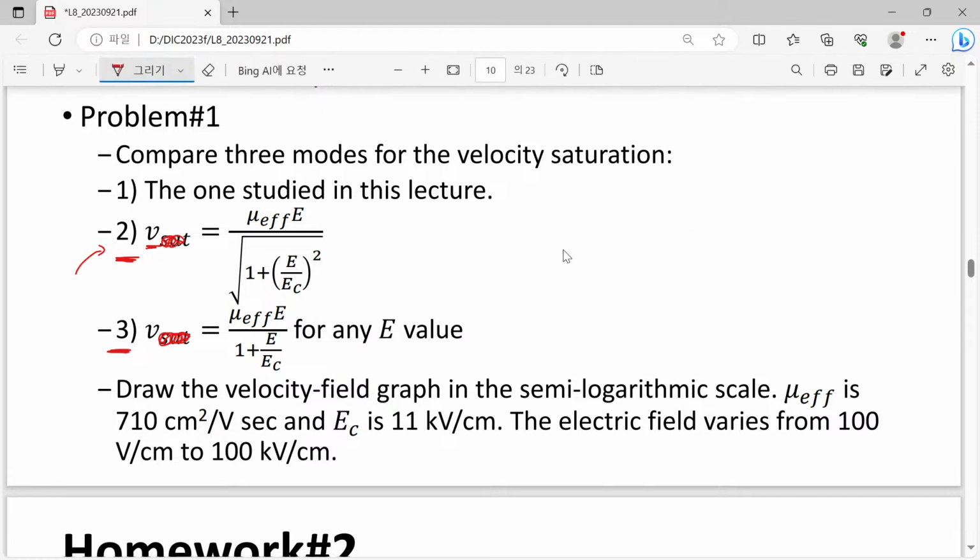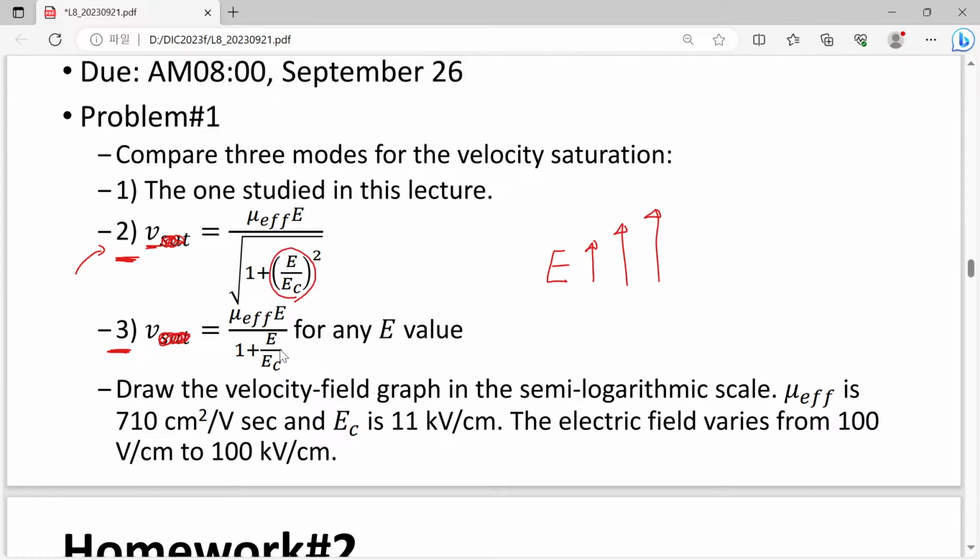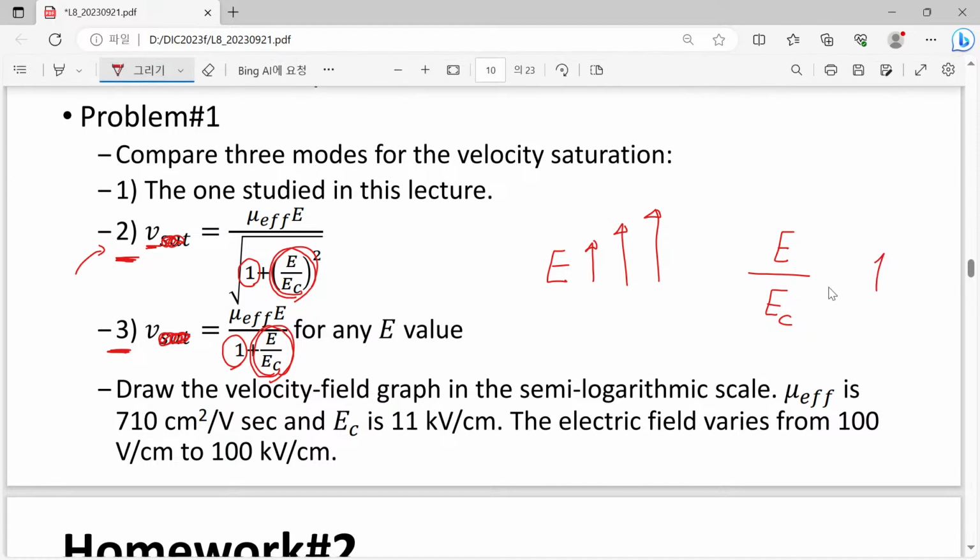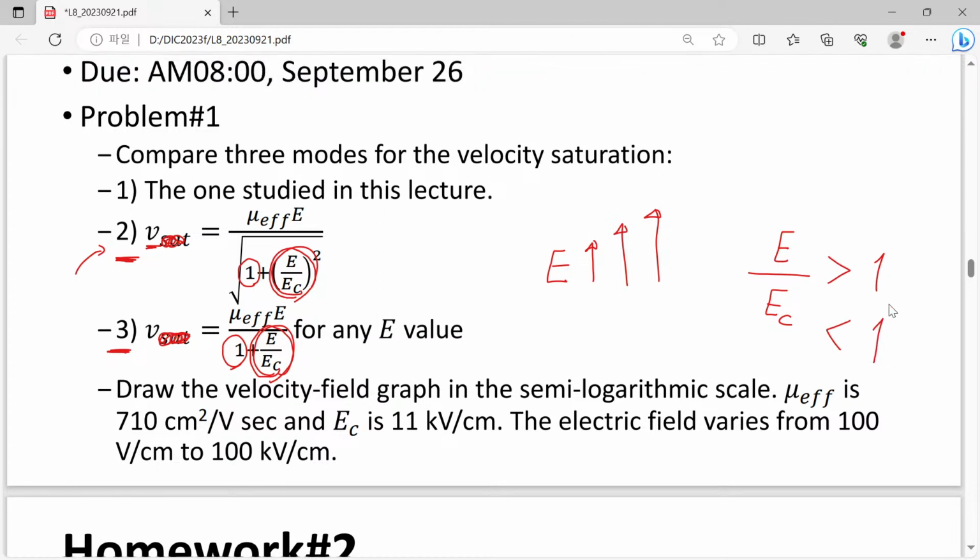Now E value is increasing, increasing and increasing. Then what will happen? Here we have electric field normalized by the so-called critical electric field. Here we have 1 plus something and here we have 1 plus something. So now you can understand there occurs a certain criterion of their behavior. The comparison between this and that will give us certain qualitative differences. So think about this one.